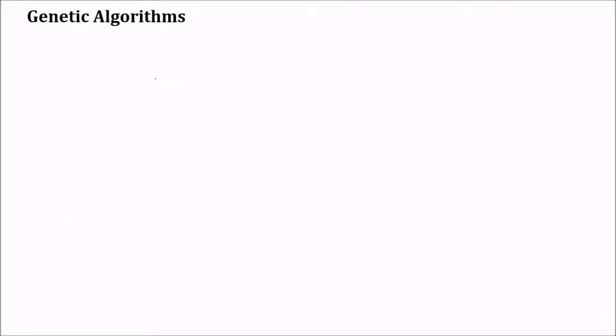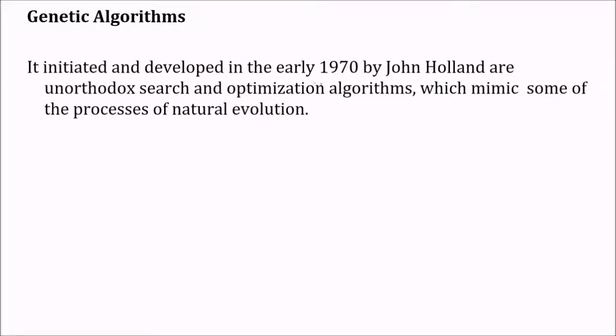Then we come to genetic algorithms. They were initiated and developed by John Holland in the early 1970s. These are unorthodox search and optimization algorithms which mimic some of the processes of natural evolution.